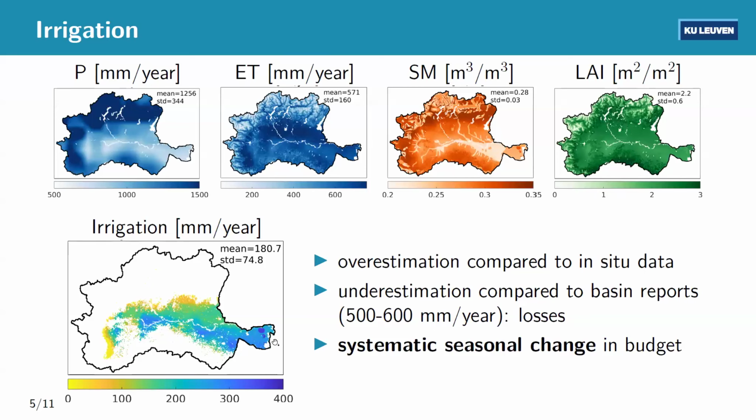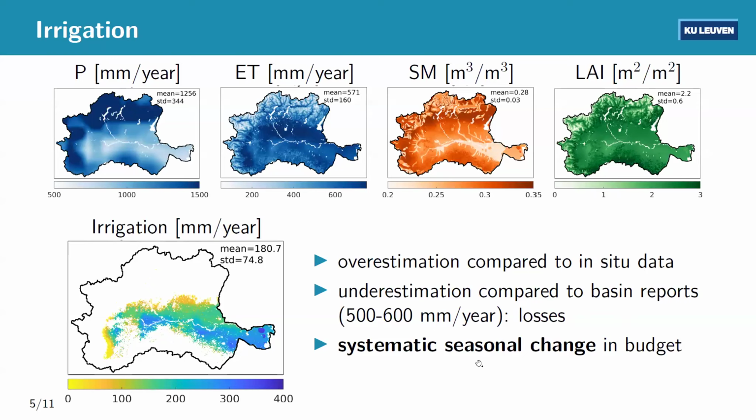If we compare the irrigation estimates against in situ data, we typically have an overestimation. But, and that will be in the next slide, if we compare a basin average to basin reports, then we estimate far too little irrigation. So we only have 180 millimeter per year, whereas the basin reports are 500 to 600 millimeters per year. And that's because the model only simulates the amount of irrigation that we need to grow the vegetation. Whereas in reality, we lose a lot of irrigation during transportation and application. And that's, of course, going into these reports.